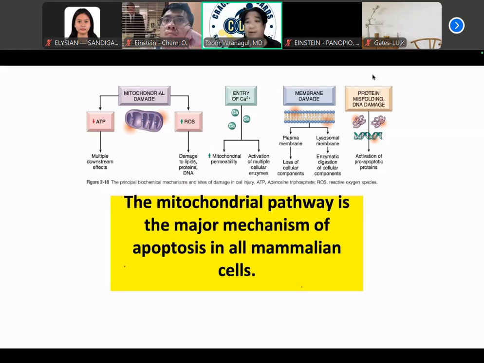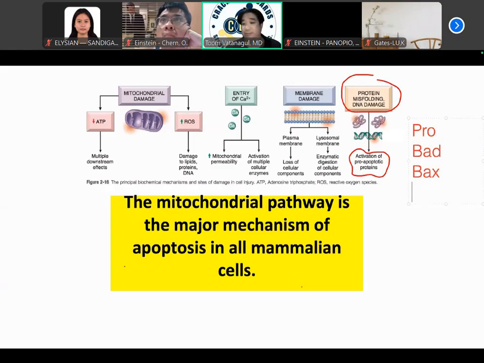I just want to highlight here that protein misfolding, DNA damage, dysfunctional chaperones, this leads to the activation of pro-apoptotic proteins. What are the three pro-apoptotic proteins again? Let's check your immediate recall. What are the three pro-apoptotic? Okay, we have the BAD, the BAX, okay, and the BAK. Okay, very good.